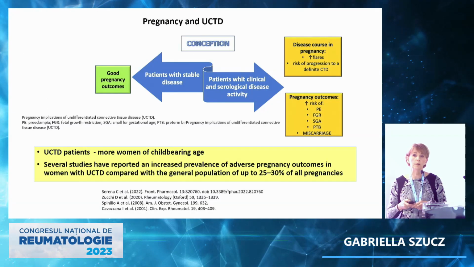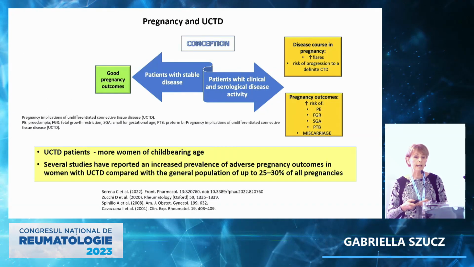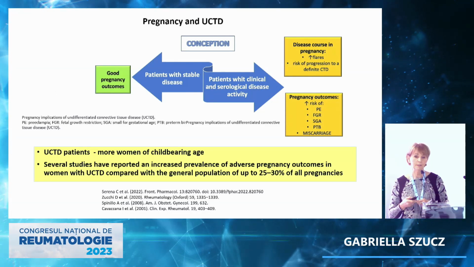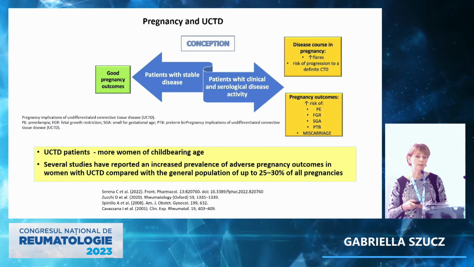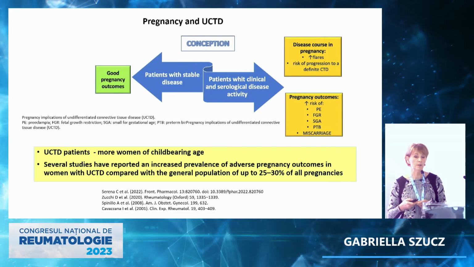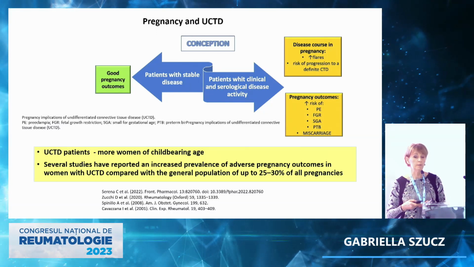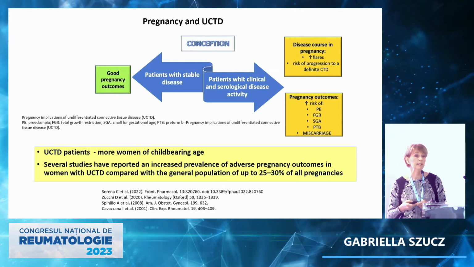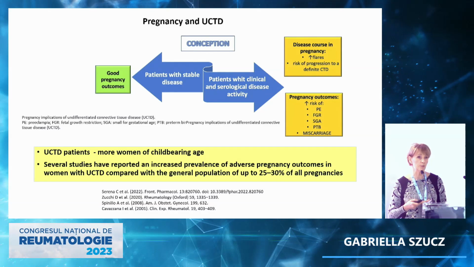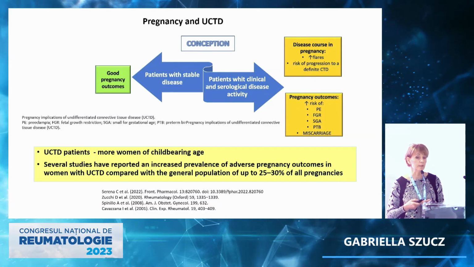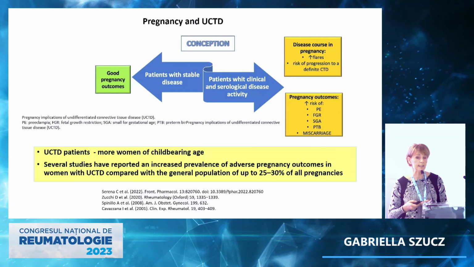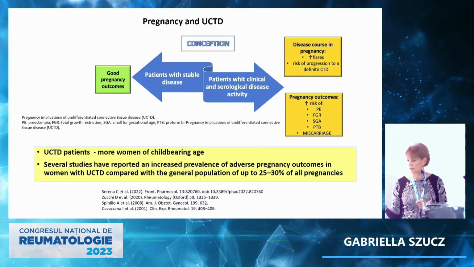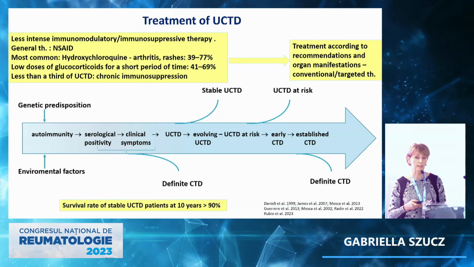We have heard about pregnancy a lot, and I want to repeat it a little bit: UCTD patients are more often women of childbearing age, and several studies have reported an increased prevalence of adverse pregnancy outcomes in women with UCTD compared with the general population, as we heard in the previous presentation.